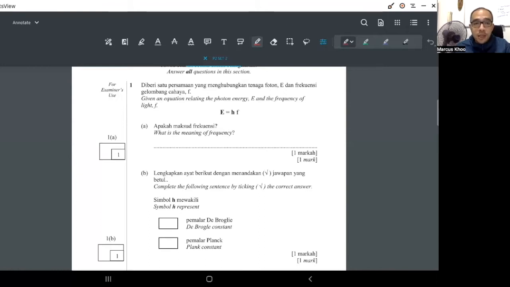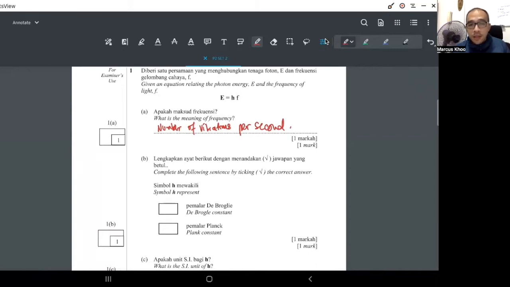Okay, frequency is the number of vibrations per second. I remember this definition more in Malay: bilangan getaran sesaat, compared with English. Vibrations per second, number of vibrations per second. Okay, that's the definition of frequency.